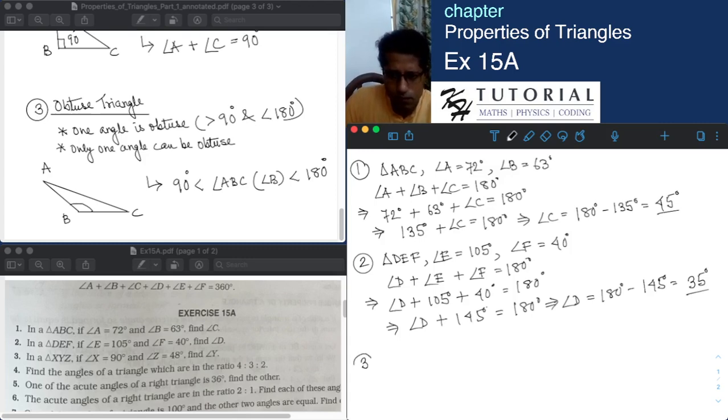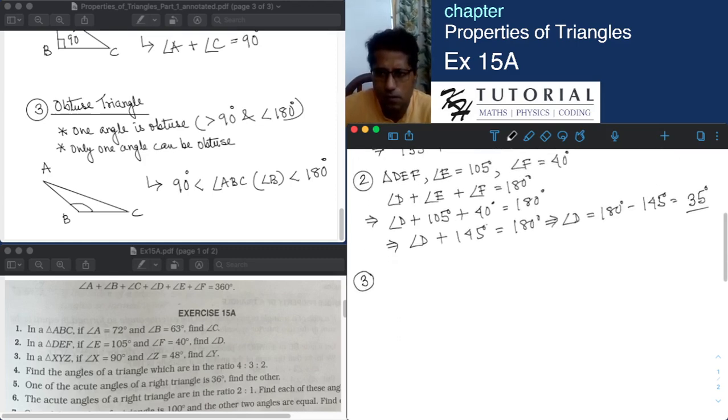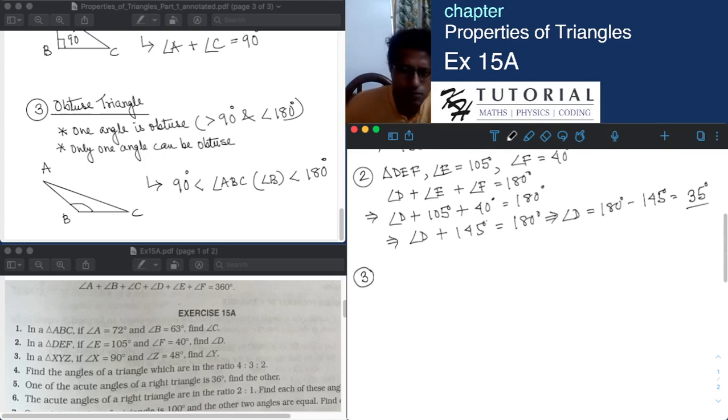I mean, problems 1, 2 and 3 are similar types of problems. They are the exact same type of problem. But anyway, let's do it. We have triangle XYZ. It is given that angle X equals 90 degrees and angle Z is given to be 48 degrees. Then it is asking to find angle Y.